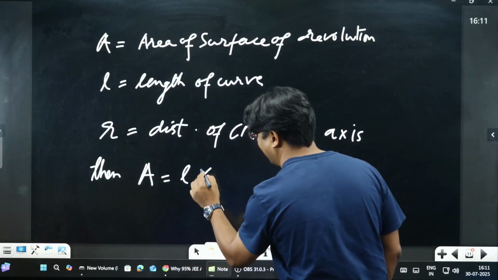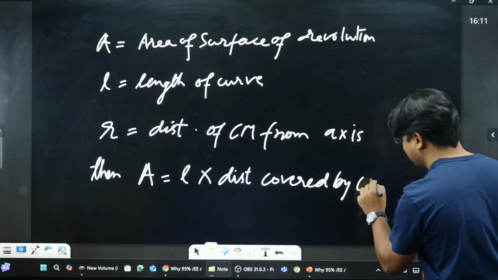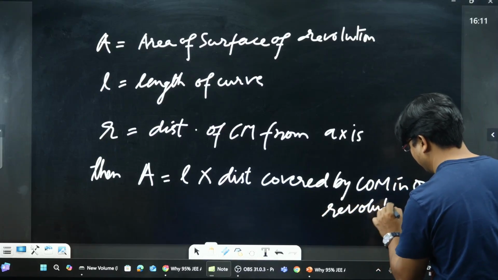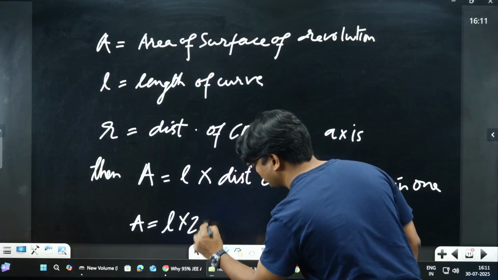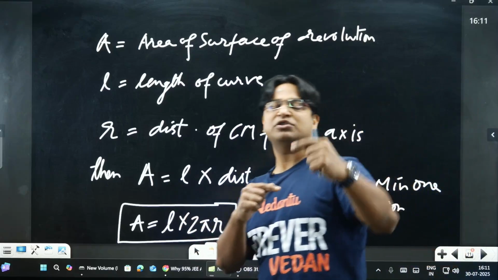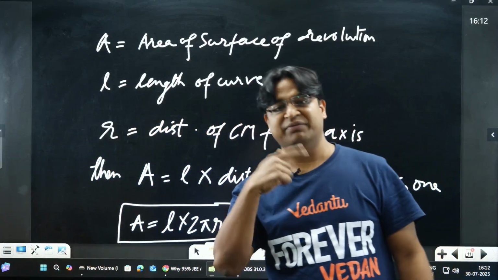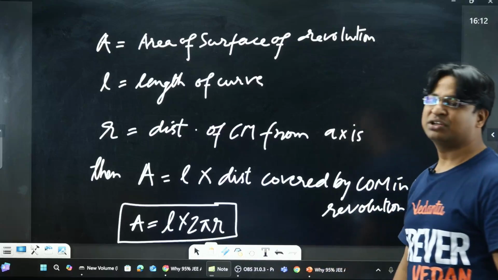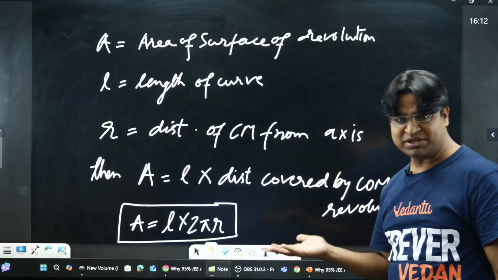A is equal to L into the distance covered by the COM in one revolution, which transforms to A is equal to L into 2 pi small r. Yes or no? Because the center of mass also went in a circle of radius r. So the distance covered by the center of mass will be equal to the circumference. So this is Pappus theorem, and it will help us to determine the center of mass, let's say of a semicircle. We can do that.